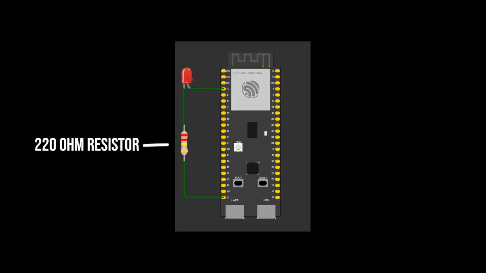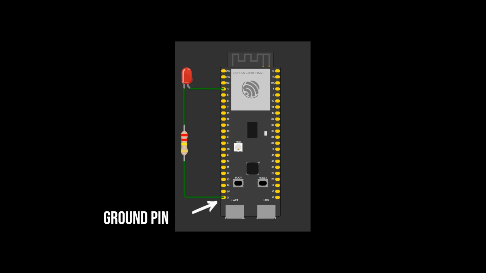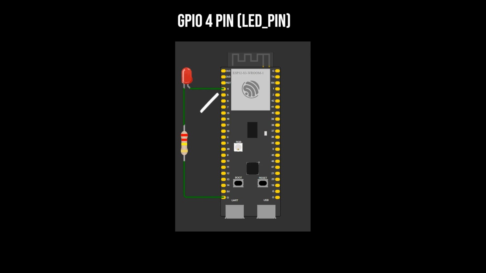Now that we have our code, we can build our circuit with a 220 ohm resistor to avoid a short circuit. This is connected to our ground pin. We then connect this side to our cathode and have this other wire going to our anode. We use our GPIO4 pin to manipulate the behavior of the LED from here.